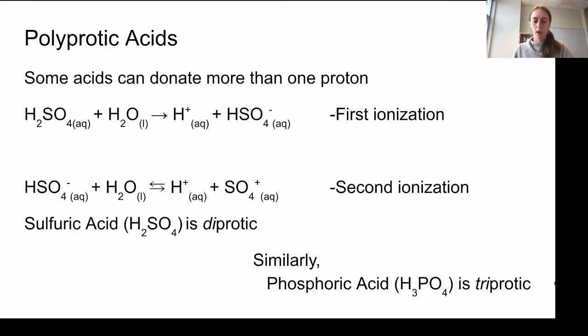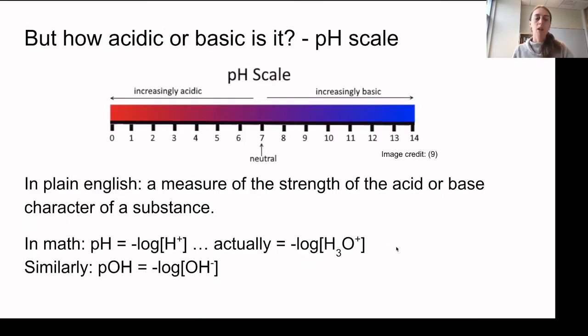Similarly, we can have triprotic acid. So phosphoric acid here, H3PO4, can lose all 3 protons and become phosphate ions in solution. So we can have monoprotic, diprotic, and triprotic acids.